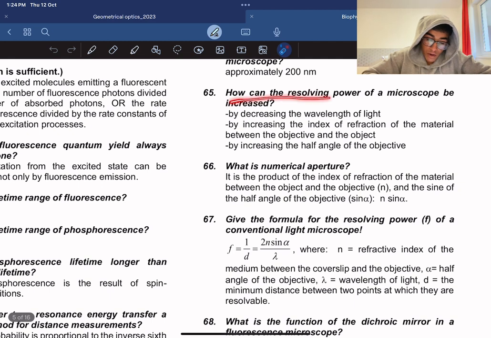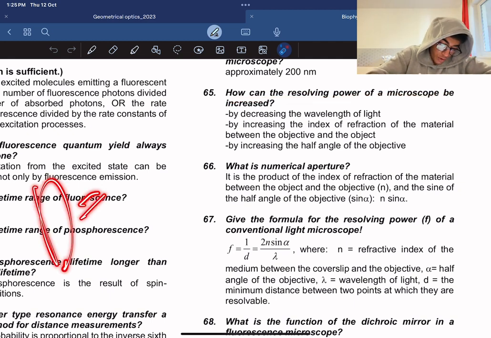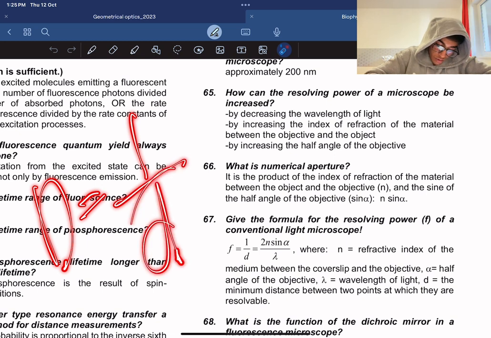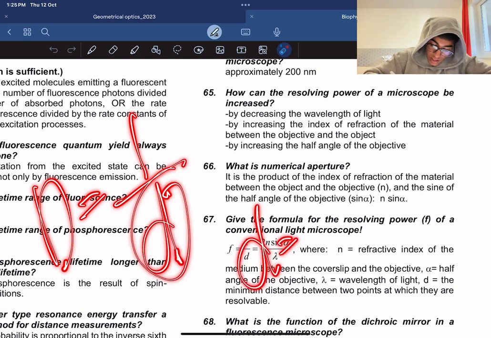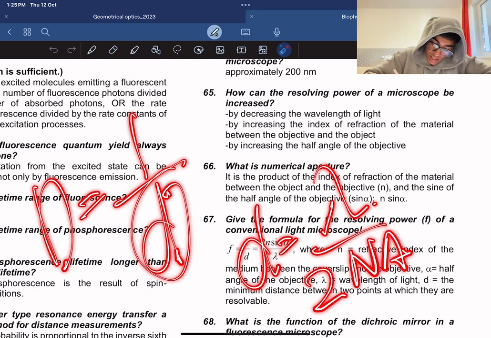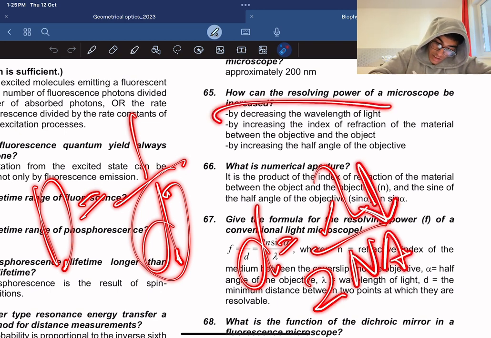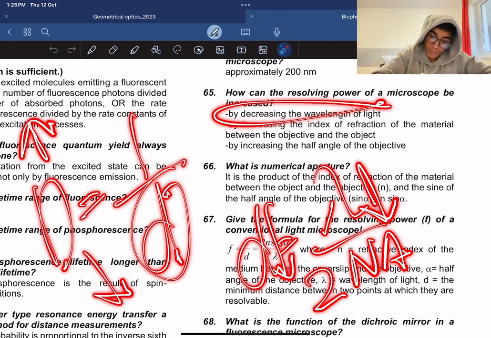How can the resolving power of a microscope be increased? Resolving power is what? Capital D. We know that it is 1 by d. So let's look at what d is. d is equal to lambda by 2NA. So obviously, if we decrease the wavelength, the d will be smaller, and if d is smaller, this will be bigger.